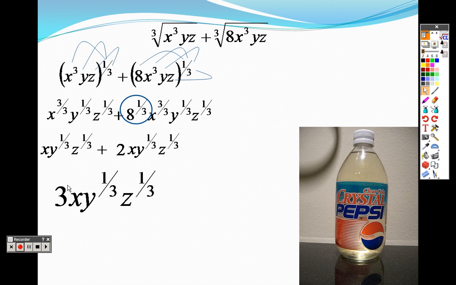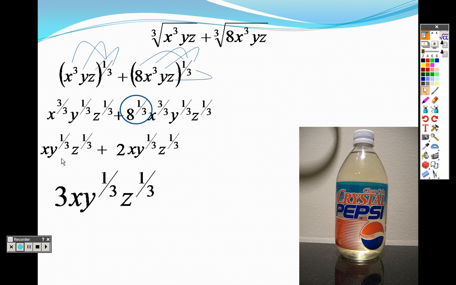So let's see what we notice here. Okay, I end up telling you that the final answer is 3x, y the 1/3, z the 1/3. And why? Well, here's why. Treat all of this like your variable. Y to the 1/3, z to the 1/3. Okay, and look, it even has an x. It has an x, y to the 1/3, z to the 1/3. So does this. This has an x, y to the 1/3, z to the 1/3.